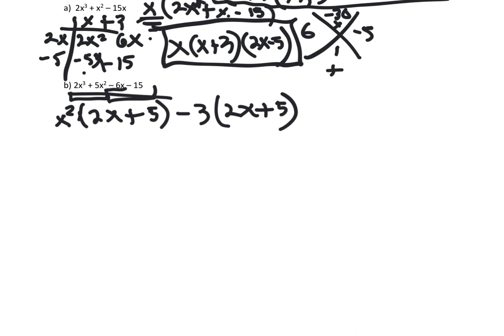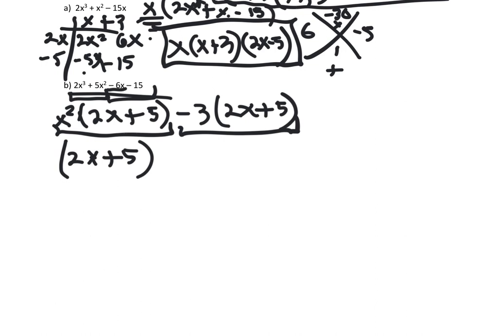What you'll notice now is that we have 2 terms, both of which have a factor of 2x plus 5. So now as a second step, we're going to factor out that 2x plus 5 from both of these terms. So we have 2x plus 5, which we'll put in parentheses. Now what's left, when we factored the 2x plus 5 out of this first term here, is x squared. When we factored it out of the second term here, what was left was negative 3.